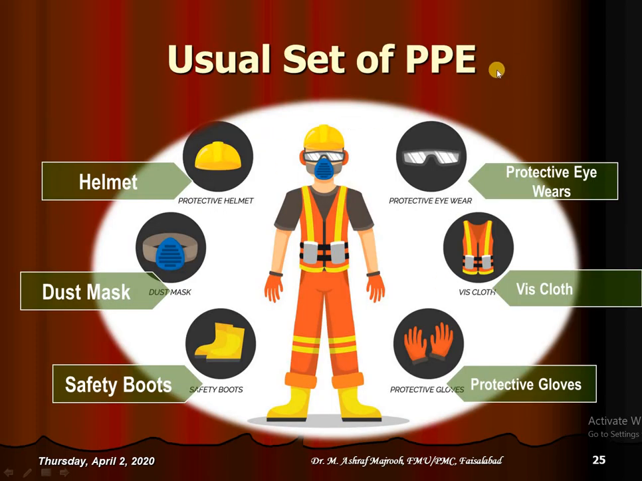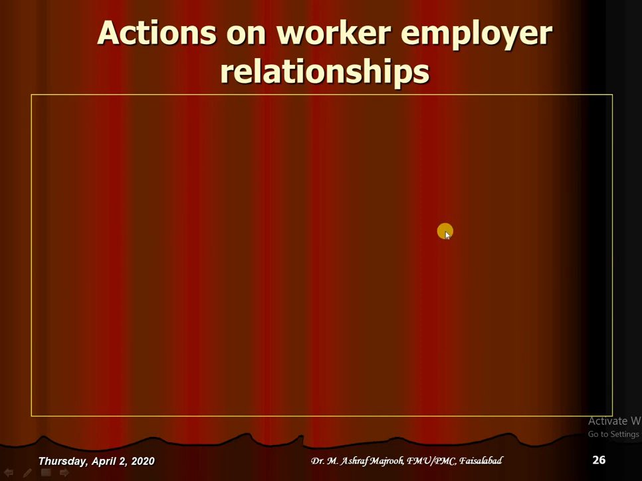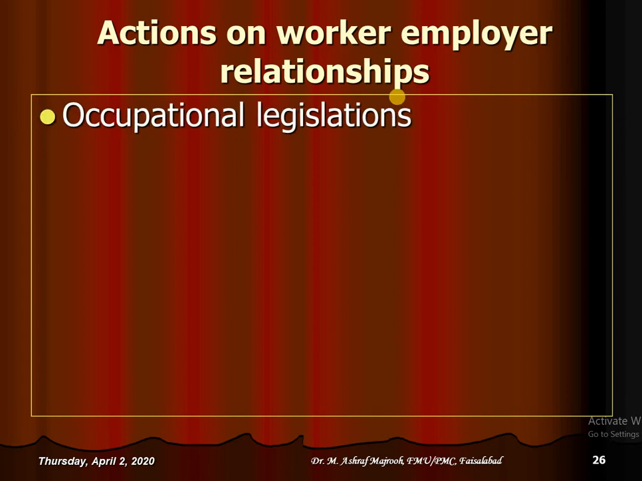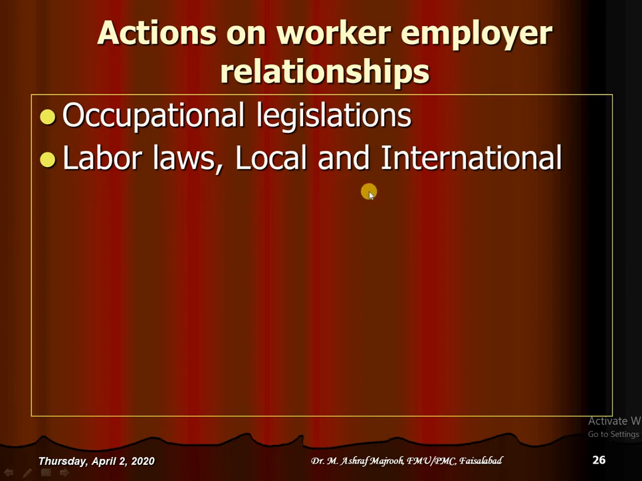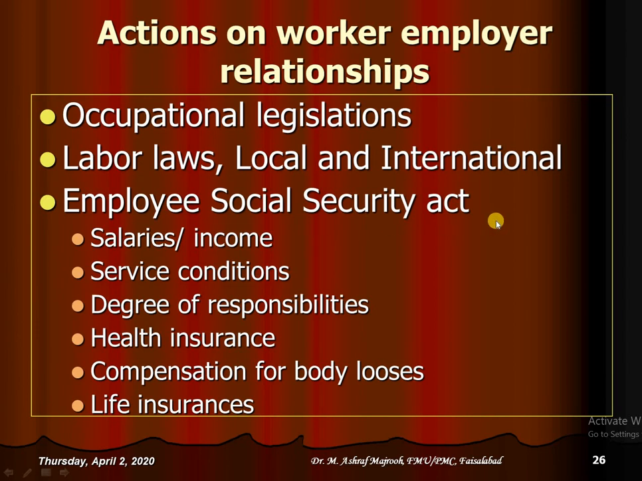Then the usual set of personal protection equipment like helmet, dust mask, safety boots, protective gloves, wristcloth, and protective eyewear. Then lastly, the action on the worker-employer relationship. This is a very important area of health surveillance actions. These are the occupational legislation and labor laws, local and international laws implementation. Then employee social security acts.